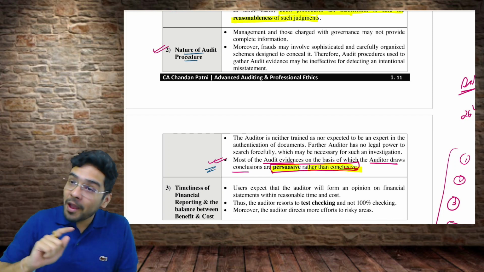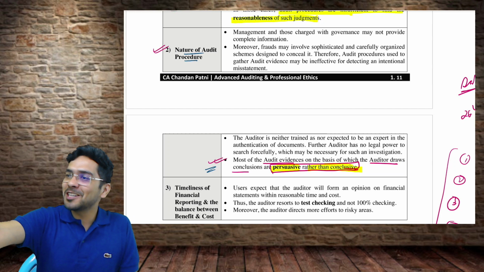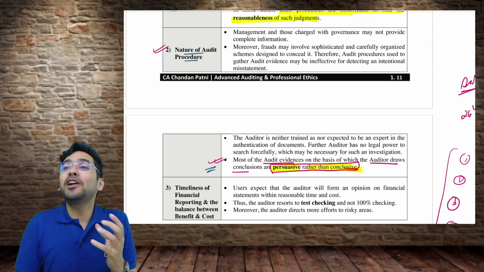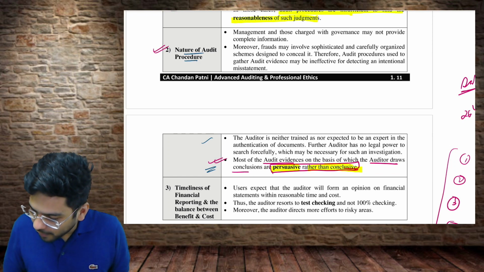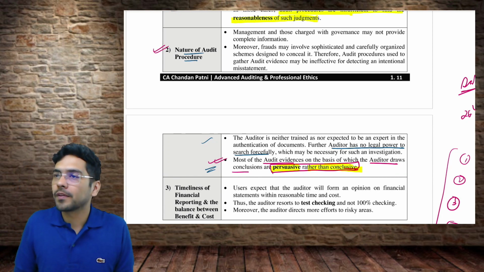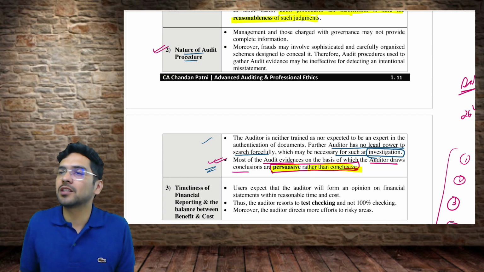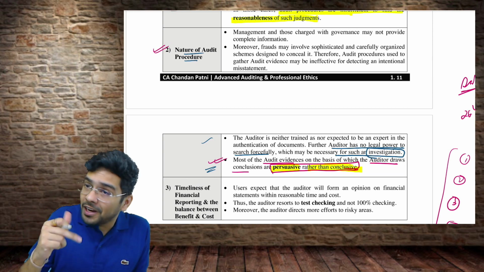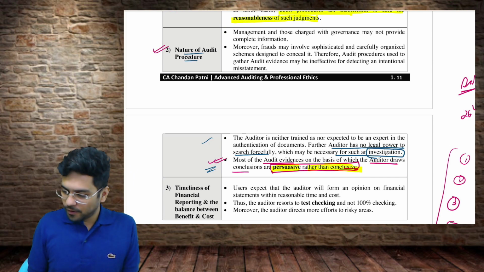I am going to come, I am going to check this. Indirectly we are asking him to make necessary arrangements. Okay, all right. So what kind of power don't we have? Please understand, it says auditor has no legal power to search forcefully, which is necessary for investigation. So we only have verificatory powers, we don't have investigatory powers.